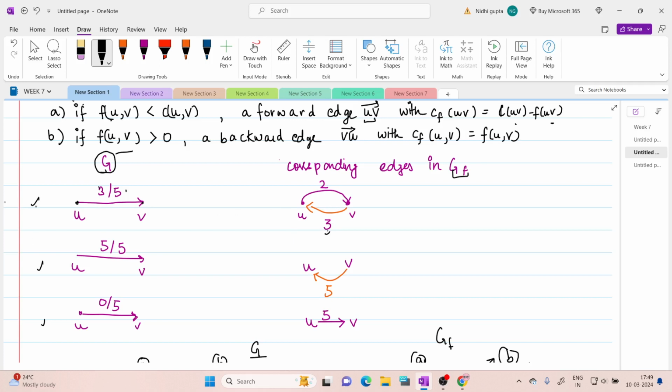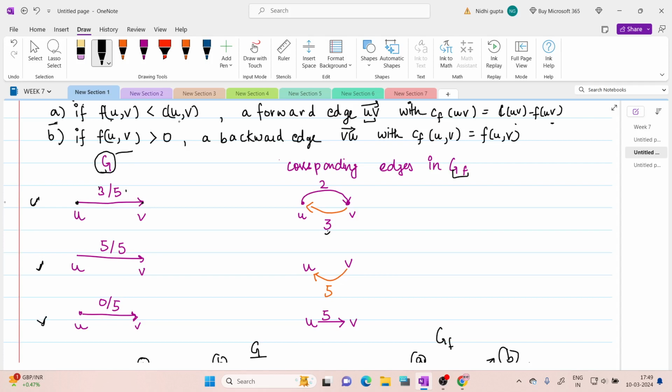So this is the first kind of scenario. The second scenario is when the flow value is equal to the capacity. In this, you see that the first property is not satisfied, so there will be no forward edge in the residual graph. But the second property is satisfied, that the flow value is strictly greater than 0, so there is only a backward edge.